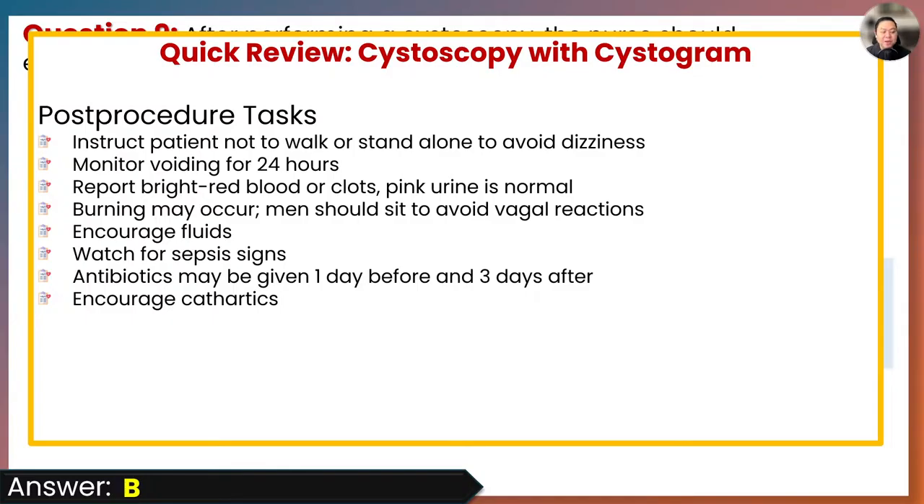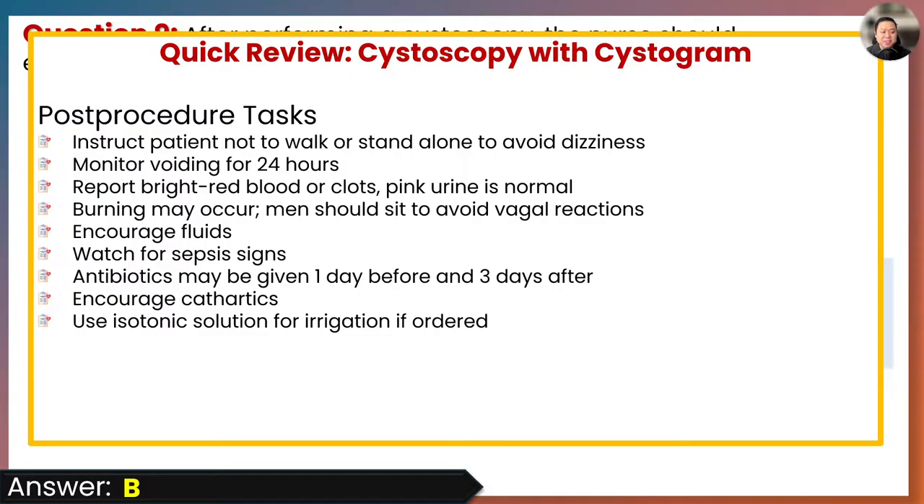Now, we also have to encourage cathartics. This is very important to prevent constipation. And we really don't want our patient to bear down and do the Valsalva maneuver, because this can also lead to some urinary bleeding after the procedure. So make sure that they are using those stool softeners as well.